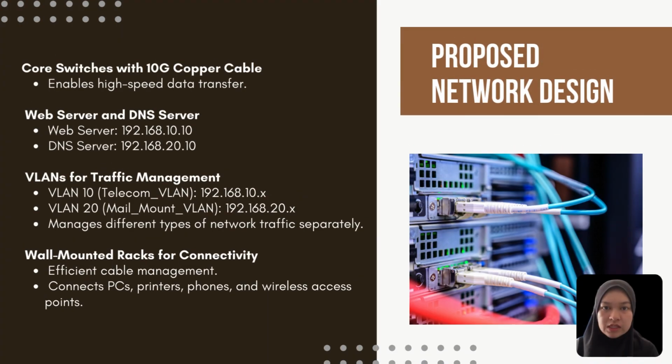Our proposed network design includes several key components. First, core switches, located in the server room, connected by 10G copper cables. Second, a web server and DNS server, to support web hosting and domain name resolution. Third, VLANs, to separate network traffic, improving security and performance. Fourth, wall-mounted racks, for efficient cable management and connectivity. This design aims to create a more resilient and efficient network infrastructure tailored to Infowings' digital scope.